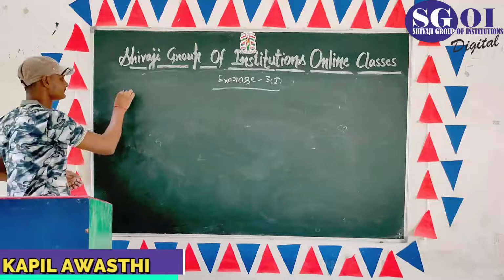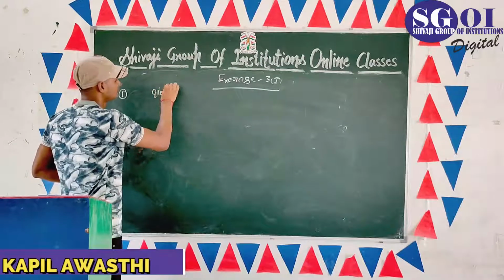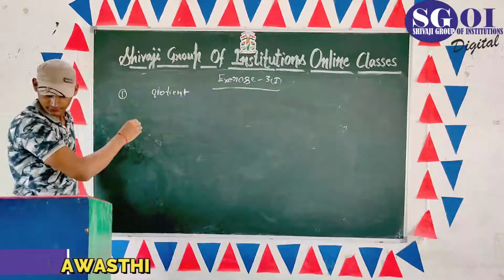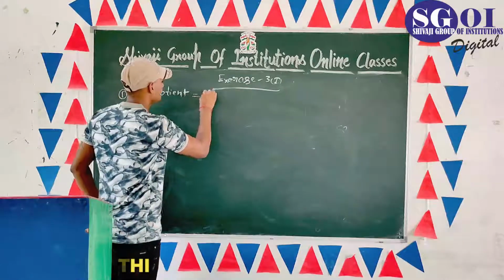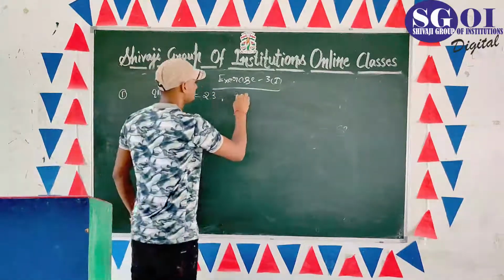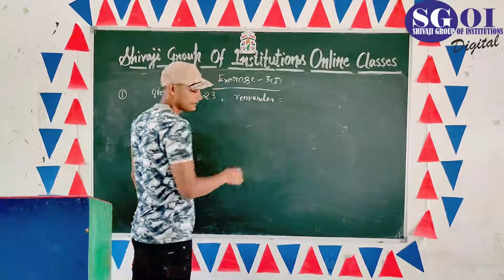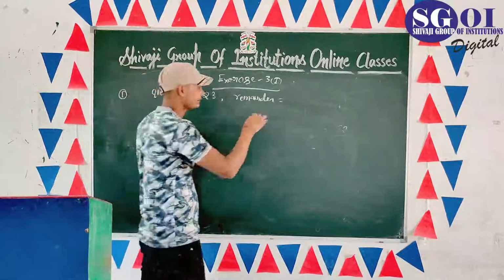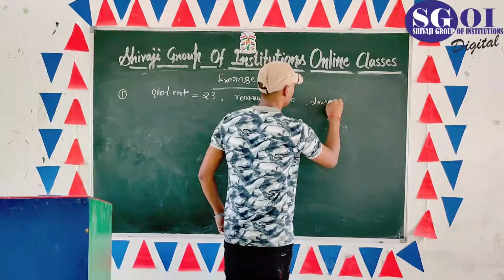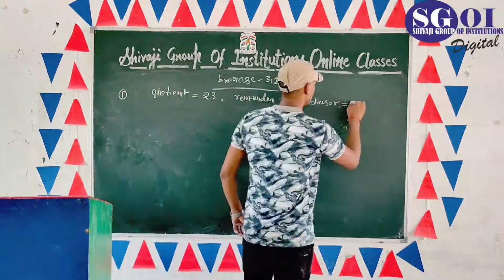Question number first. We have given quotient 23, remainder is equal to 80 and divisor is equal to 100.